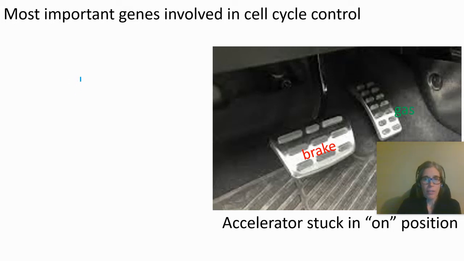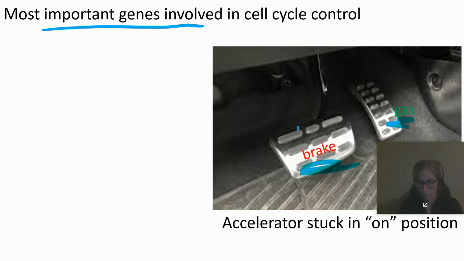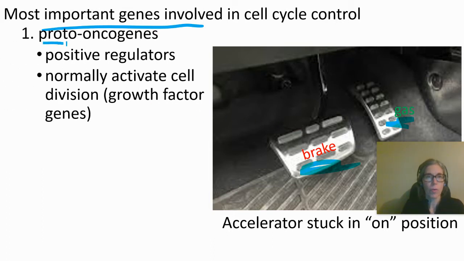Welcome to AP Biology. Today we're talking about cancer and the cell cycle, and we're going to talk about the most important genes involved in cell cycle control. So think of them as the brake and the gas. So first of all, there are proto-oncogenes.